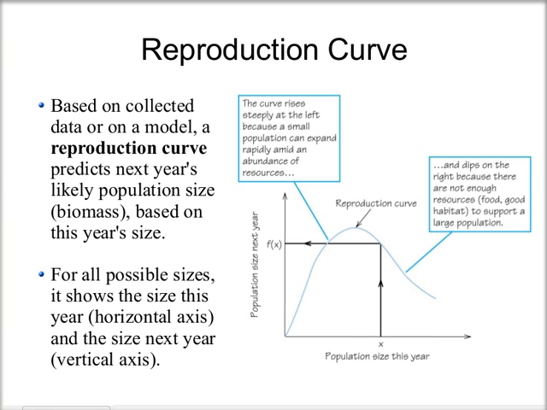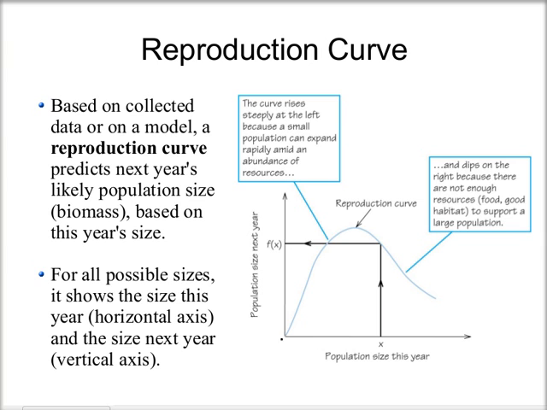So we can represent the size of a population and how it changes over time with a reproduction curve. And you can see a graph here that shows a reproduction curve. So based on collected data or on a model, this curve predicts next year's likely population size in terms of biomass based on this year's size.